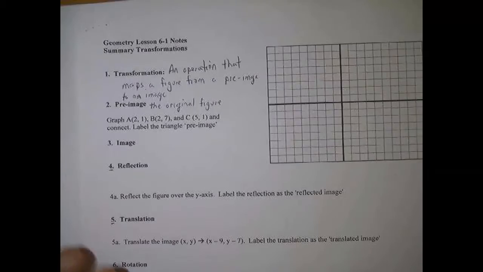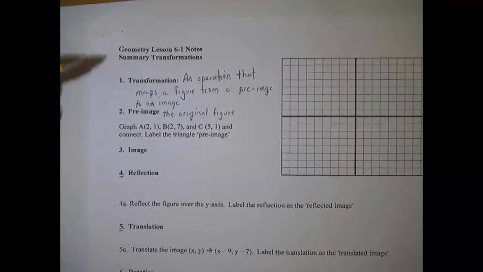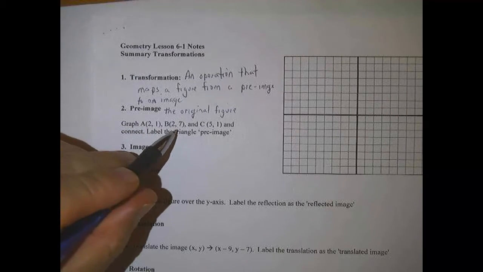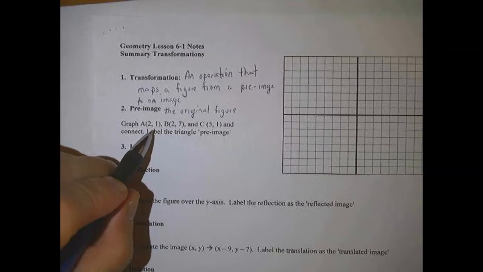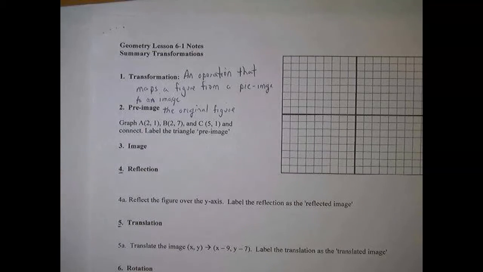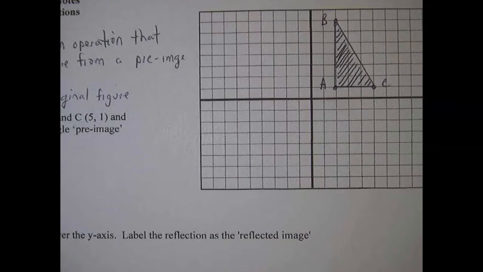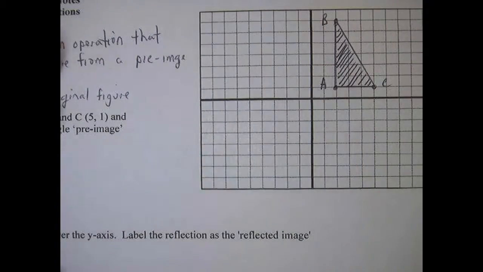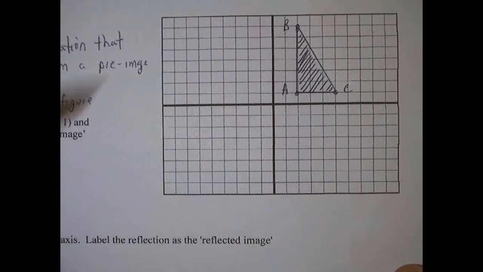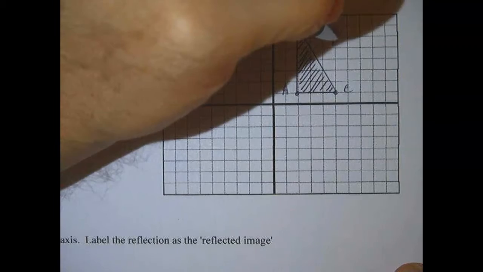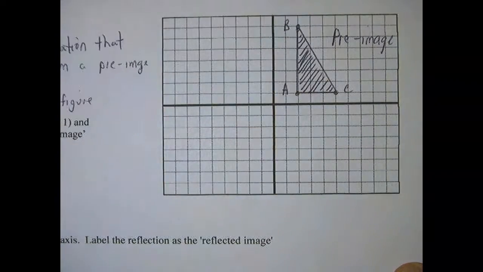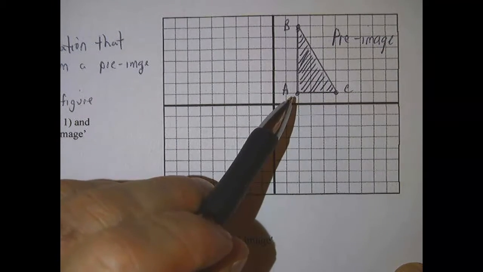Okay, so let's first look at a pre-image. Here's a pre-image, A, B, C, and let's plot these points. So I'm going to plot (2, 1), (2, 7), and (5, 1). Okay, so I've plotted the points A, B, and C. I shaded this one, I drew the triangle, and this one in the first quadrant is the pre-image. In other words, that's the figure before we've applied any transformation.